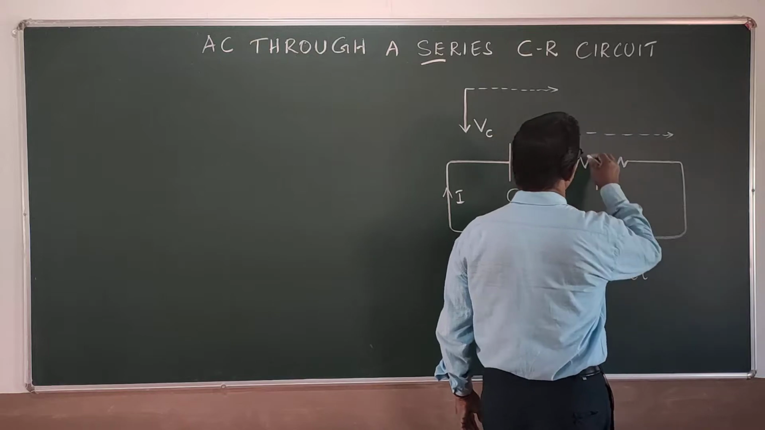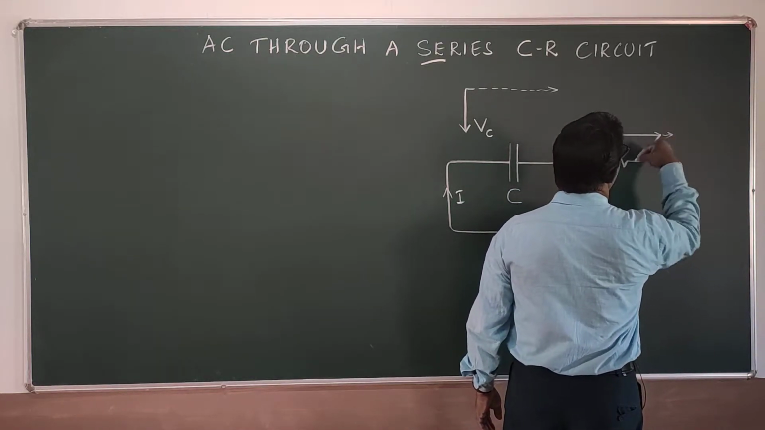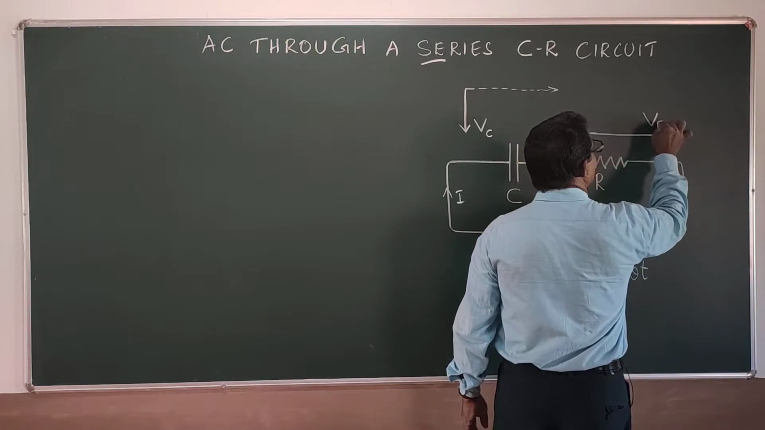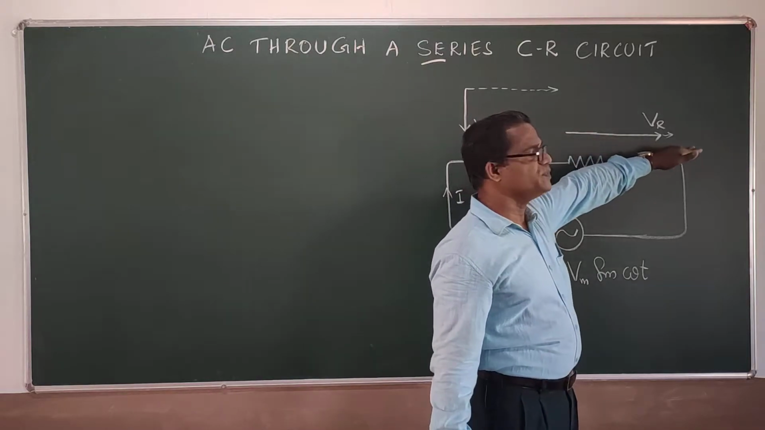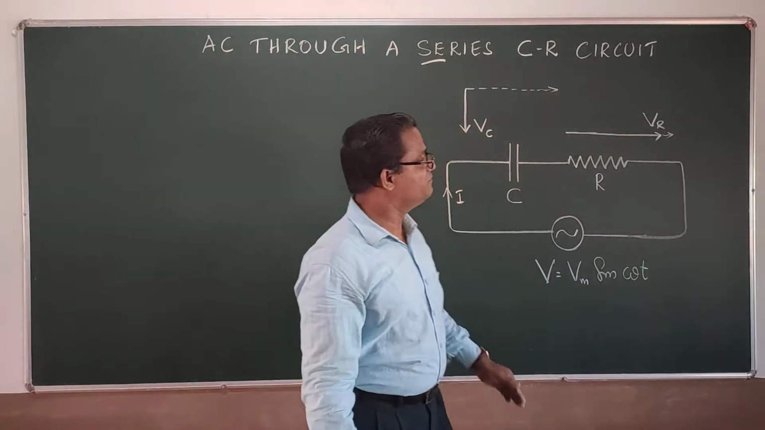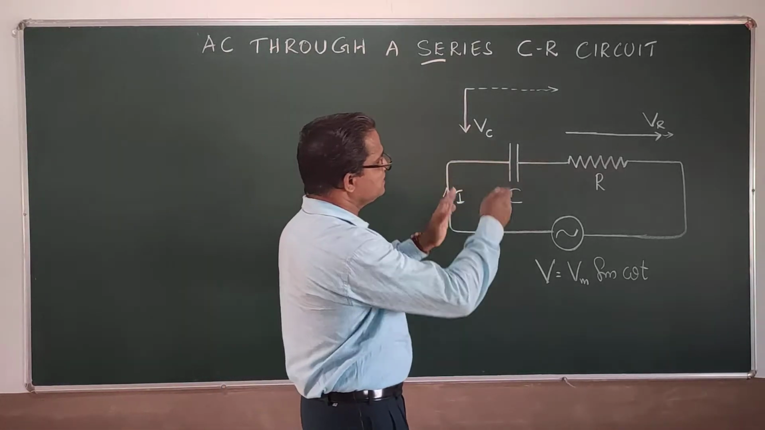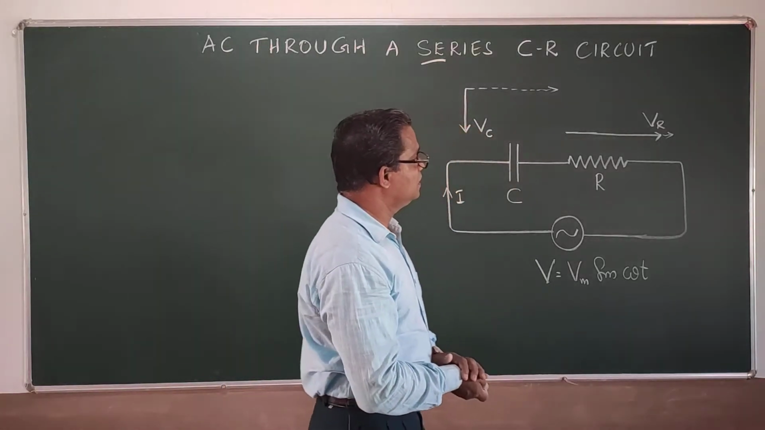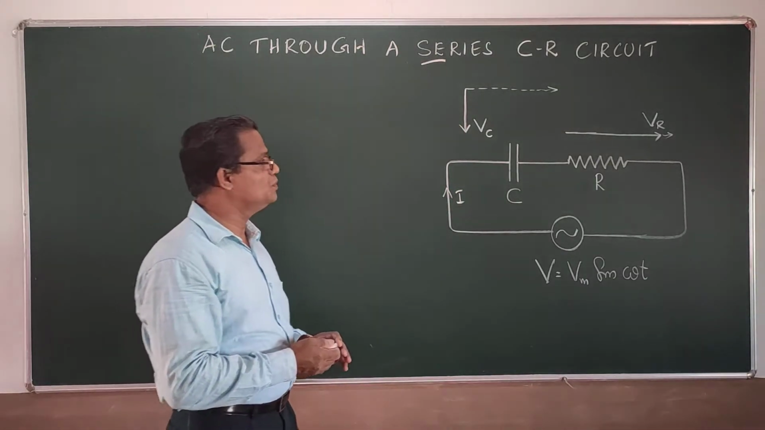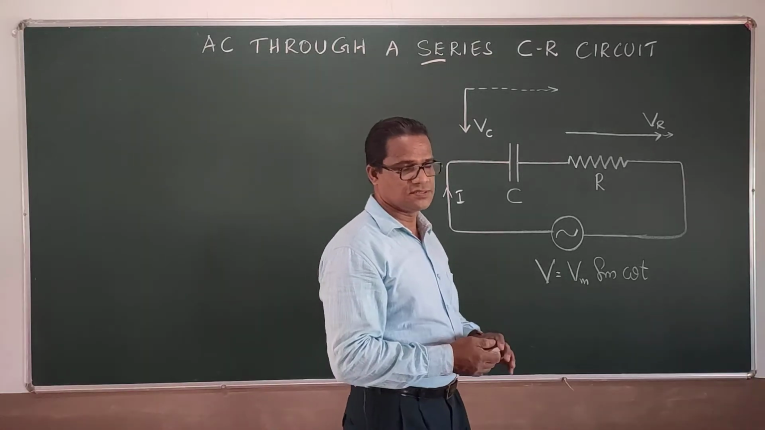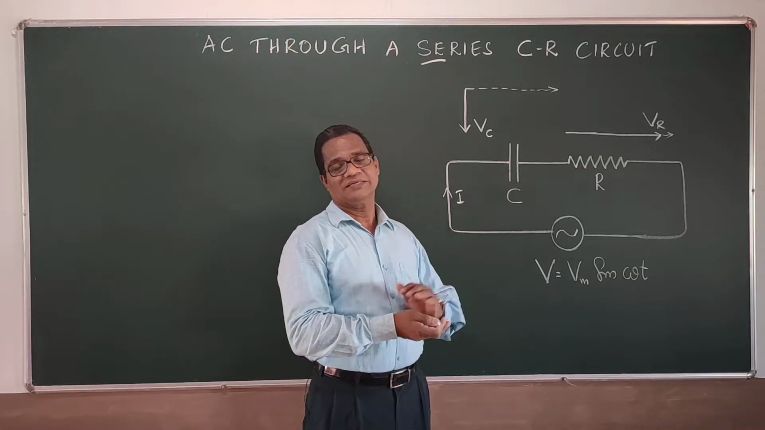And the voltage across the resistor, the peak value Vr, if I assume, that will be in phase with the peak value of current we have taken as the reference. Now using these individual ideas, we draw the phasor diagram for this CR circuit for further analysis to get the instantaneous current and other factors.